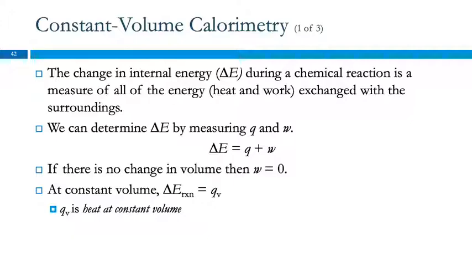So we can look for simplifying situations. If there's no change in volume, then W is equal to 0, right? Because W is equal to negative external pressure times the change in volume. If the change in volume goes to 0, then W goes to 0 also, and then we don't have to worry about it. So at constant volume, delta E for this reaction is equal to Q. And here we're calling it QV, meaning this is the heat at constant volume.